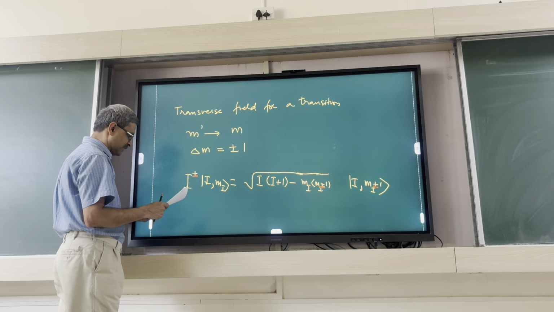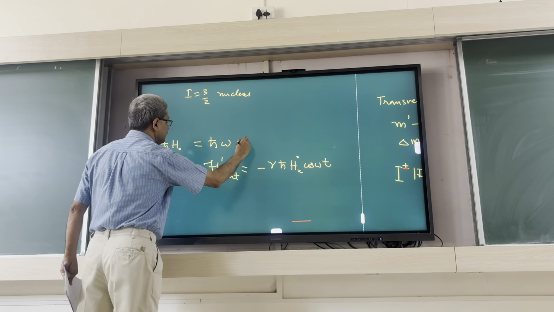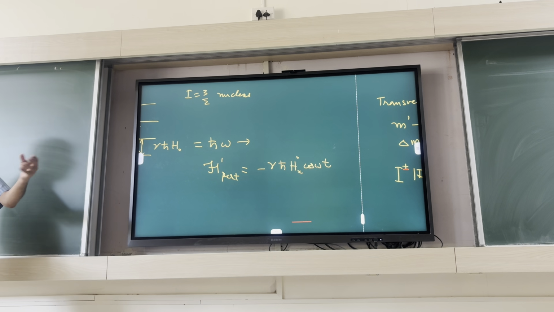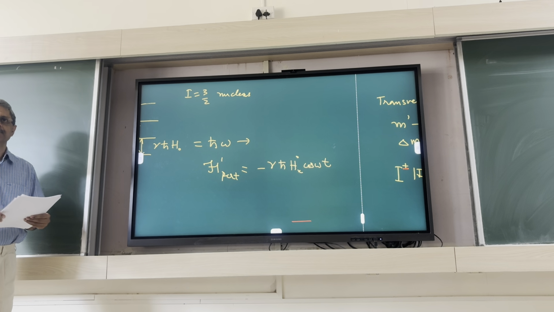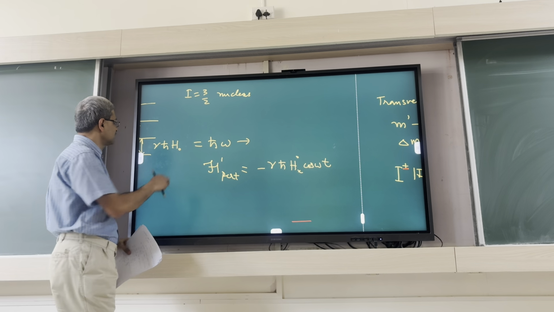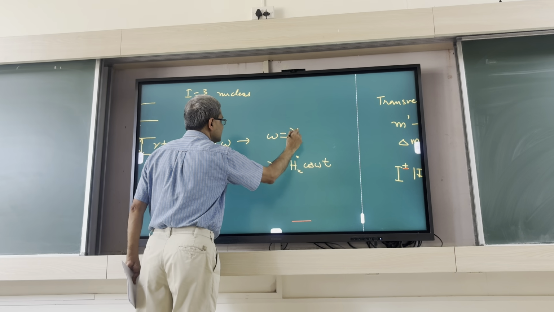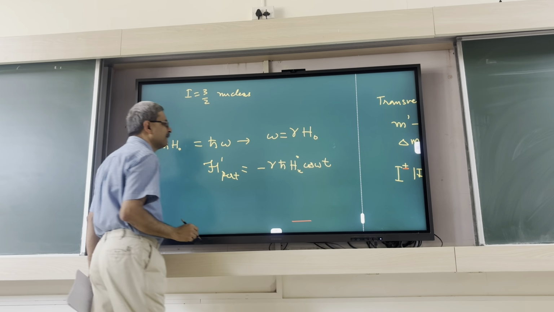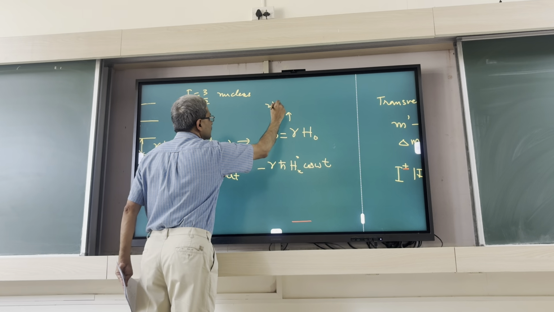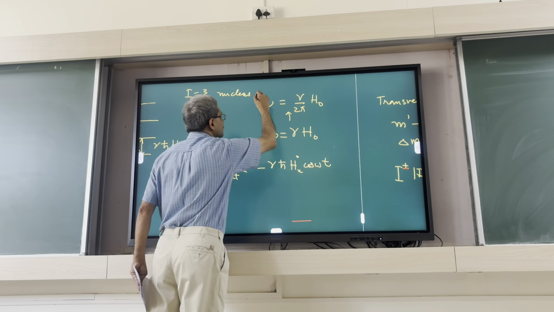Also, by equating this energy, you usually write omega as 2 pi nu. In an experiment, it's not the angular frequency. When you have some RF source, you're applying some 100 megahertz or whatever, so it's nu. The h bar cancels, and then omega is gamma H naught, and since you are often dealing with nu, you get nu as gamma by 2 pi times H naught.